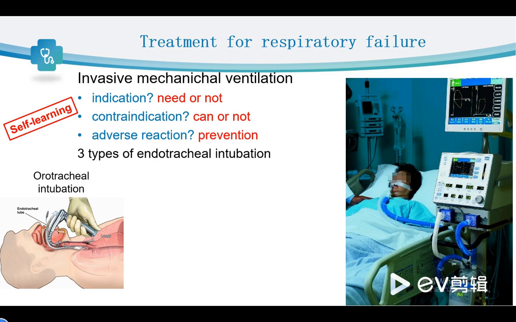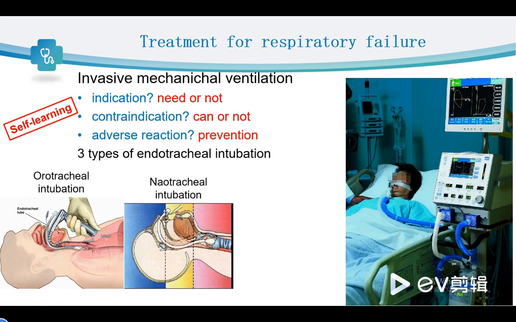And sometimes, some patients will need intubation for a long time. In this condition, we need to consider other 2 methods of the intubation. The second method of the intubation is the nasotracheal intubation. The tube is intubated into the trachea through the nose. This method of the intubation is much more difficult than the first one, but the patient can keep this tube for 1 month.